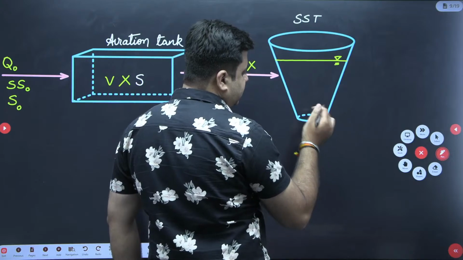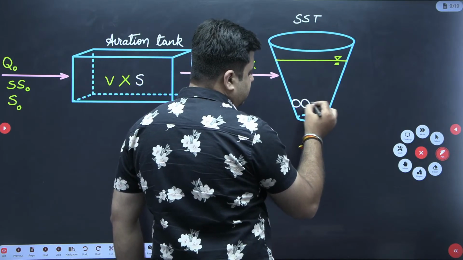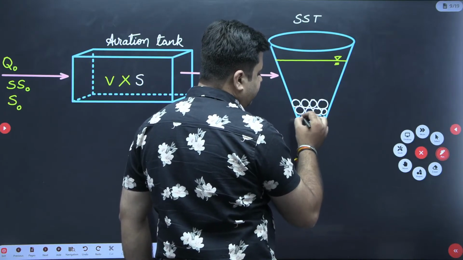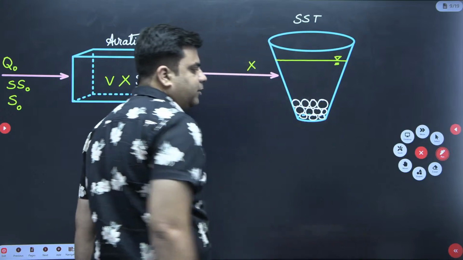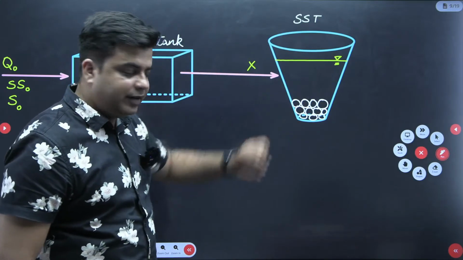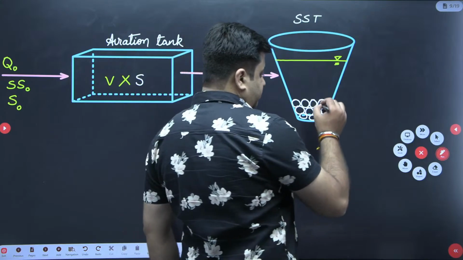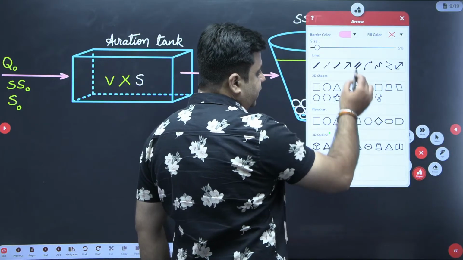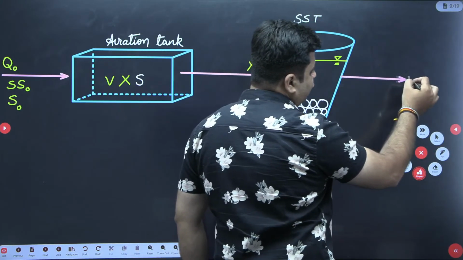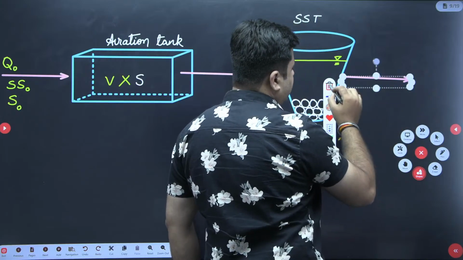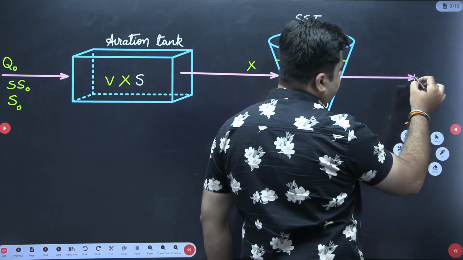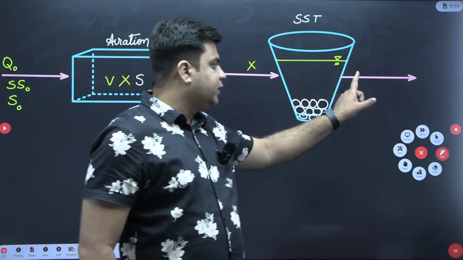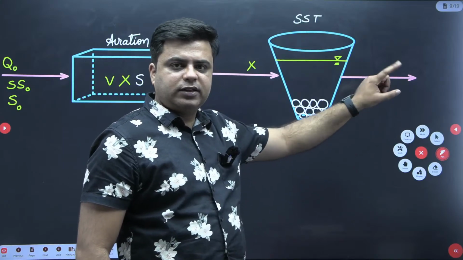So this is your settled biomass, and this settled biomass is termed as the activated sludge. Now from here, the treated wastewater is taken for further treatment, sometimes tertiary treatment, and if tertiary treatment is not given, this wastewater is disposed of.